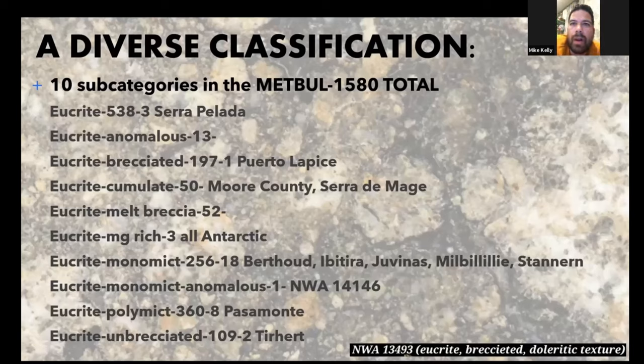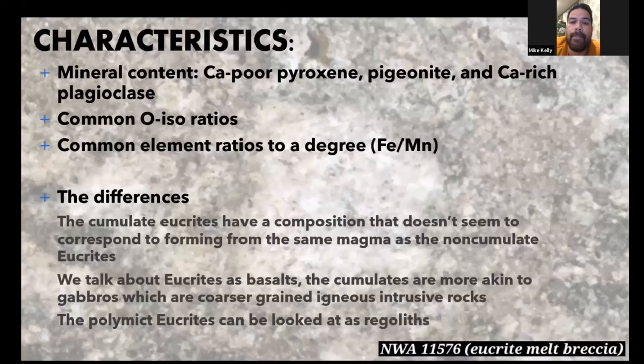They're awesome. And the last one on there is the eucrite unbrecciated. So again, that would be a material that hasn't been broken up and reassembled. It's just one solid lithic mass of eucritic material. And there's 109 of those, 2 falls, and Tirhert is kind of the famous one of those. Yeah, if you can find it and afford it.